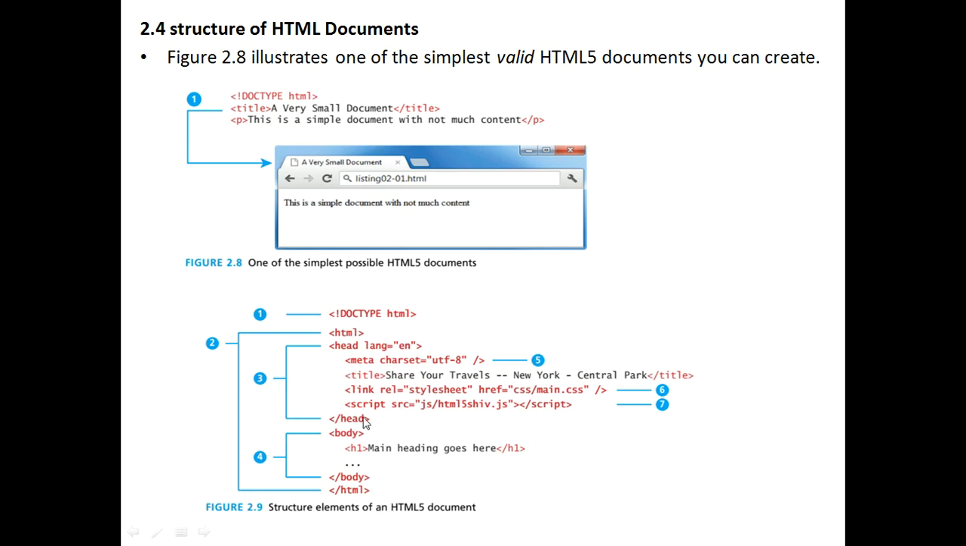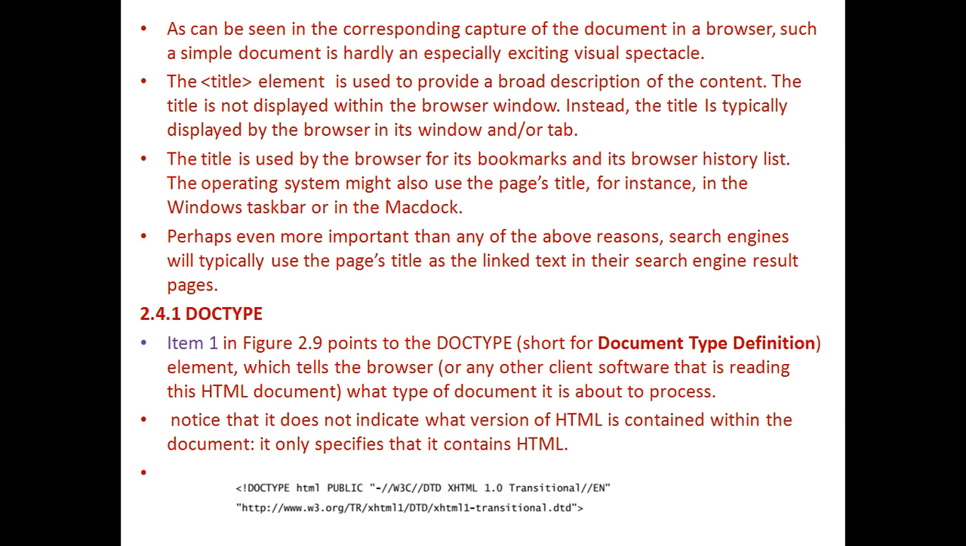Now we will learn one by one what exactly the document type is, then the second one, third, fourth. Okay, we will learn one by one. Best if you take it down in your notebook, it will be very helpful when we study in the next part. Now, as can be seen in the corresponding capture of the document in the browser, such a simple document is hardly an especially exciting visible spectacle.